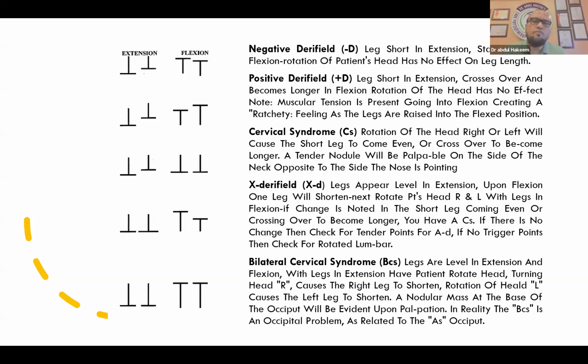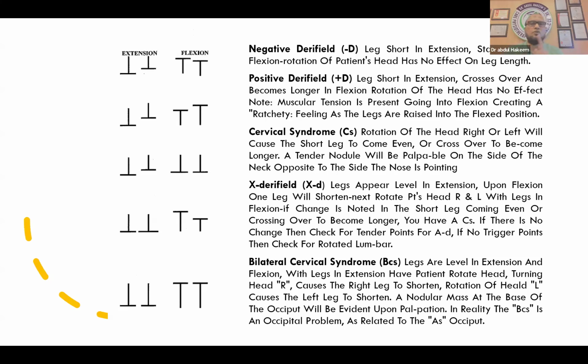Let me revise one more time. Negative Derifield: the leg is short in extension and stays short in flexion. Rotation of the patient's head has no effect on leg length. In the case of positive Derifield, the leg will be short in extension, and it will become equal or longer than the other leg in flexion. In the case of cervical syndrome, the leg will be short in extension.